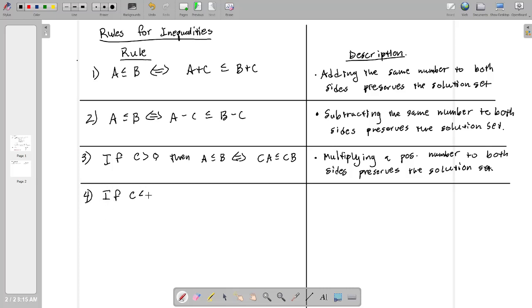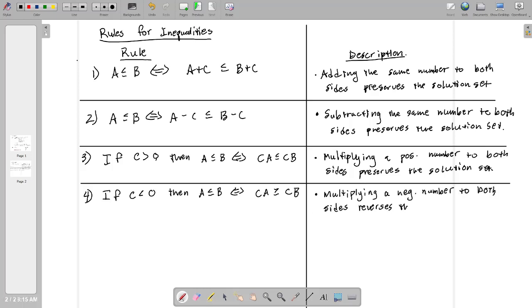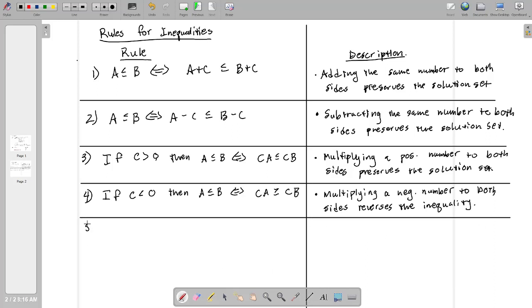Rule 4: if c < 0, then a ≤ b if and only if ca ≥ cb. Multiplying both sides by a negative number reverses the inequality sign. Rule 5: if a > 0 and b > 0, then a ≤ b if and only if 1/a ≥ 1/b.